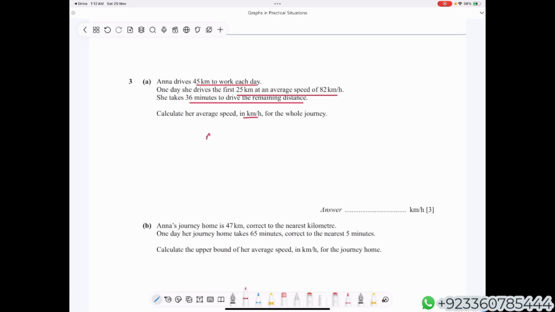Ab average speed ka humne formula nahi kiya tha, so I'm going to give you the formula for average speed. Average speed is basically the total distance over the total time. Okay, so the total distance is 45 kilometers. One day she drives the first 25 kilometers at an average speed of 82 kilometers per hour. So average speed uski 82 hai, distance usne travel kiya hai wo 25 hai. Hum time nikalenge. So time is going to be equal to 25 divided by 82.